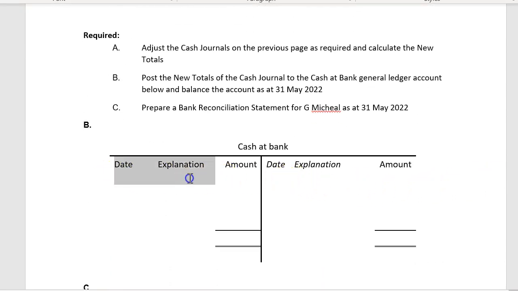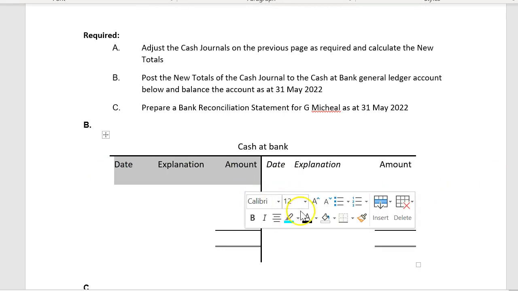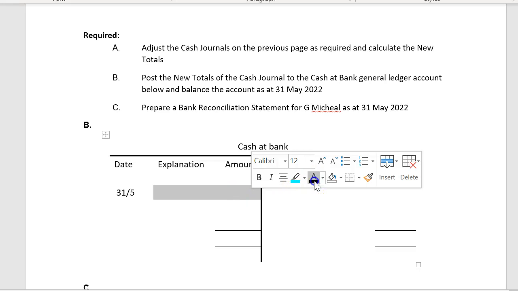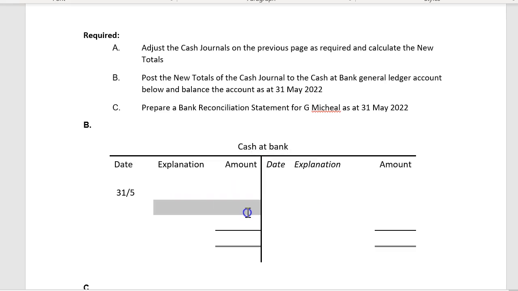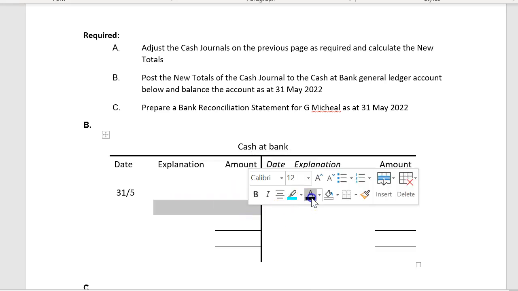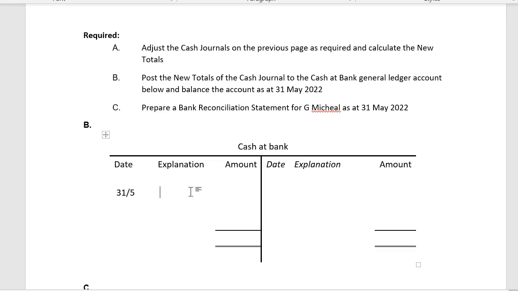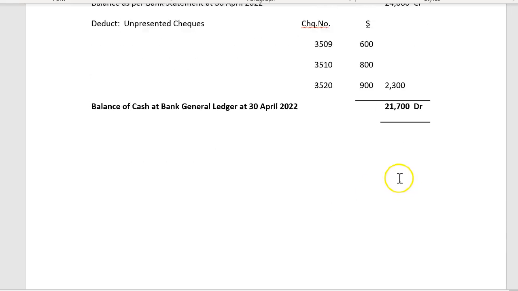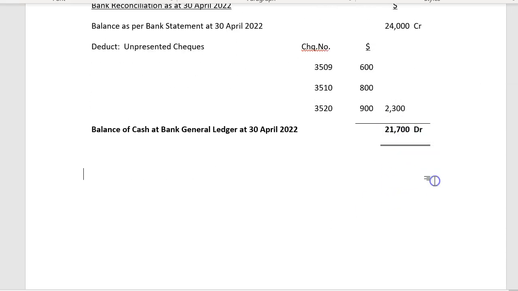So cash at bank opening balance. Okay, why is it not recording? Sorry. All right, that's fine. Let's write this down. Opening balance, which is 21,700.